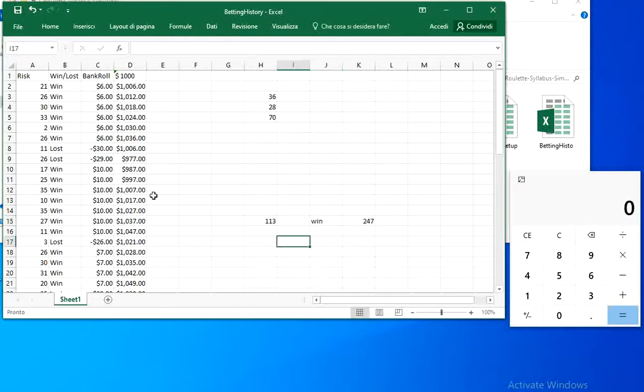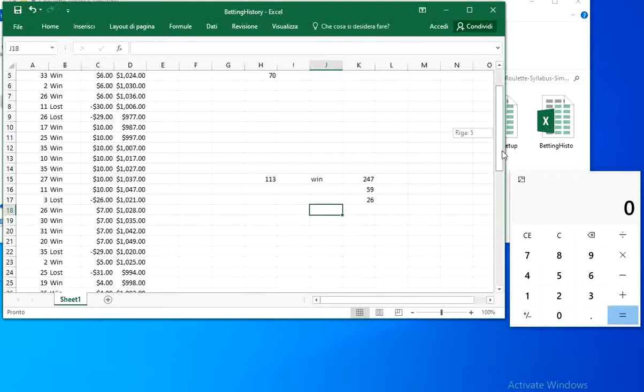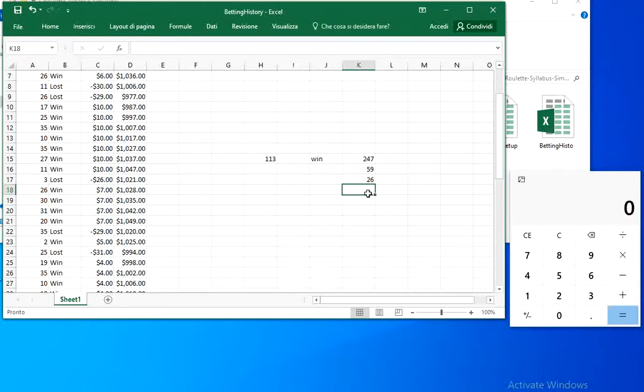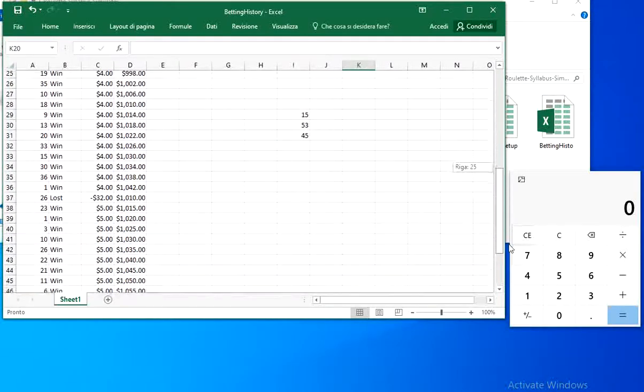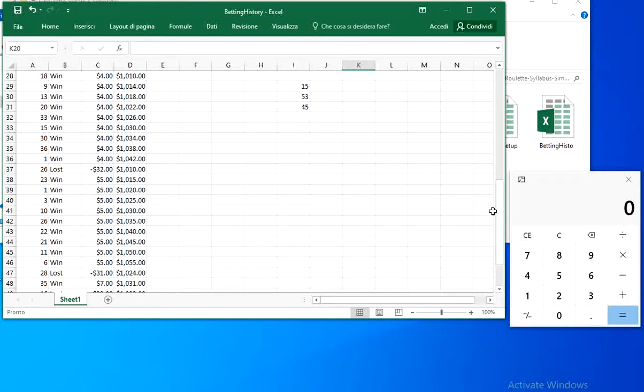Now let's take the losses from it. We have a 30 lost and a 29 lost. That gives us what, 59. We have a 26 lost. We have a 29 and 31 lost. 29, 31, 29, 31. We have a 32, 31, 32, 31. All right, let's go. 32, 31.